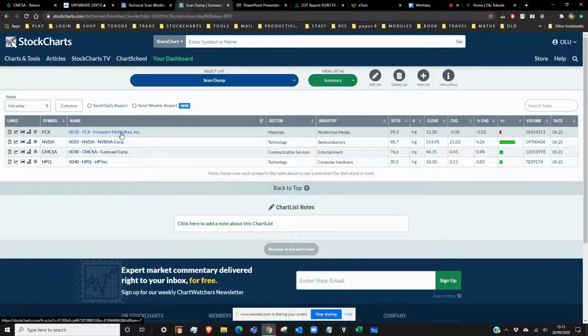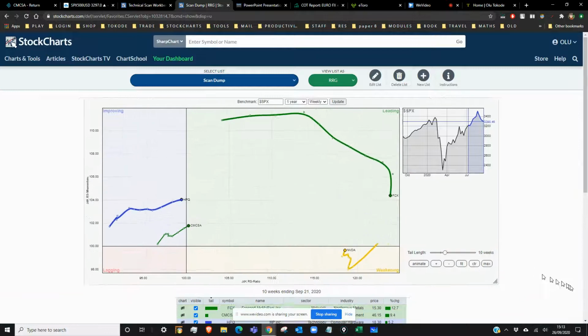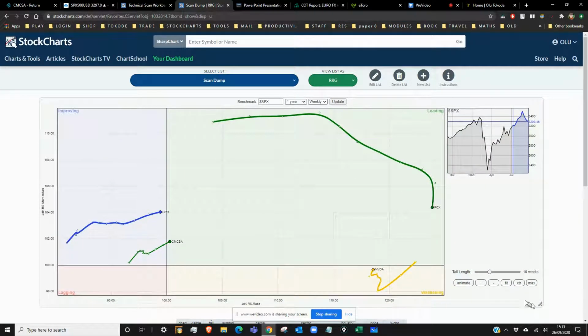So Freeport-McMoRan, let me see this on an RRG. What does that look like? I know Freeport-McMoRan. It's a copper mining company, so its performance is tied to the price of copper. And well, it's doing very well. It has a very high relative strength relative to the S&P 500. Momentum has been falling for 3 or 4 weeks straight.